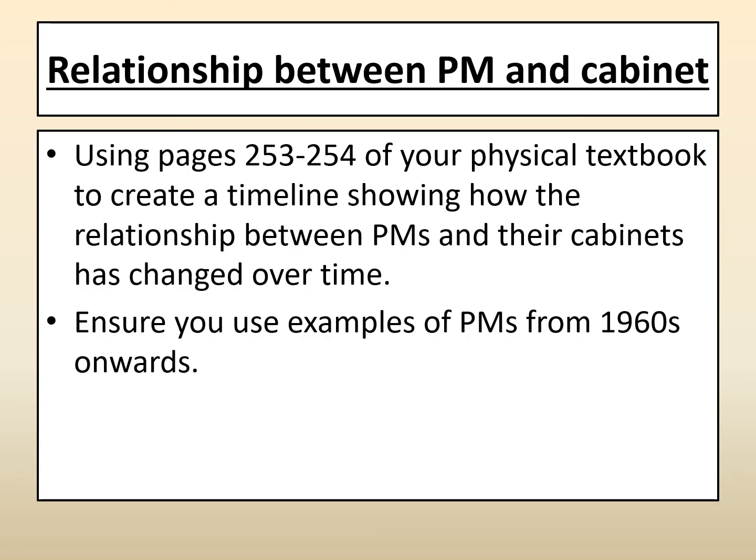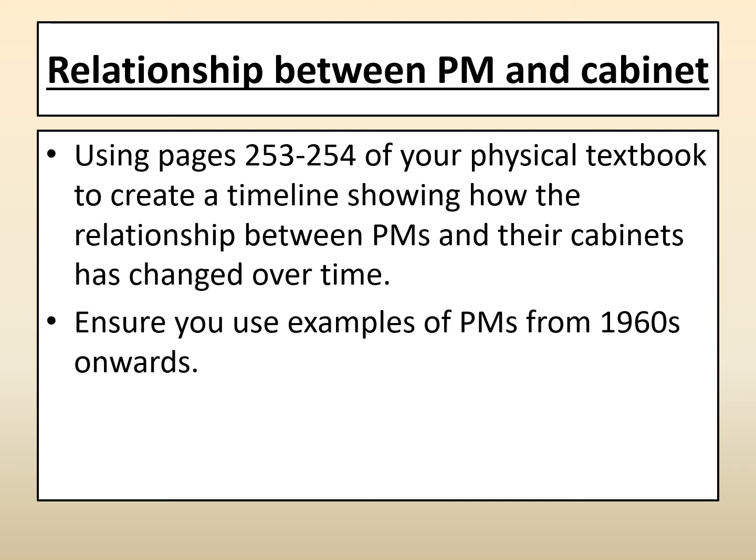So then we've got the relationship between the Prime Minister and the Cabinet. Over time, different Prime Ministers have had different relationships, either strong relationships, weak relationships, or very dominant and controlling relationships. And this has changed over time. So use your physical textbook, the Neil McNaughton textbook that I gave you, the one that you've all got a copy of, and look up these page numbers 253 to 254, and read about how the different Prime Ministers have different relationships with their cabinets.